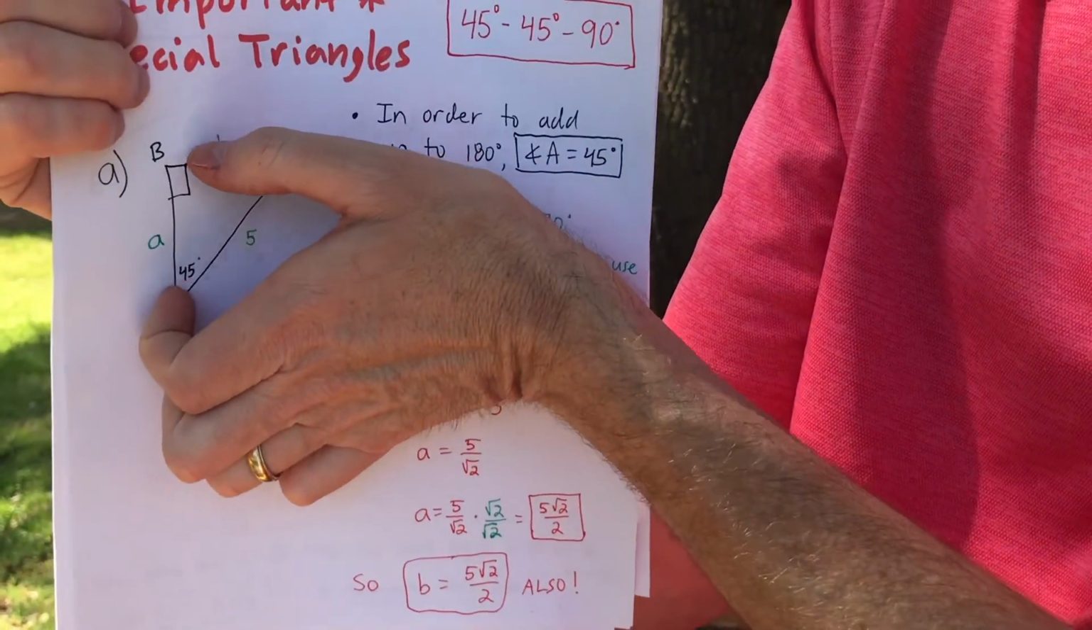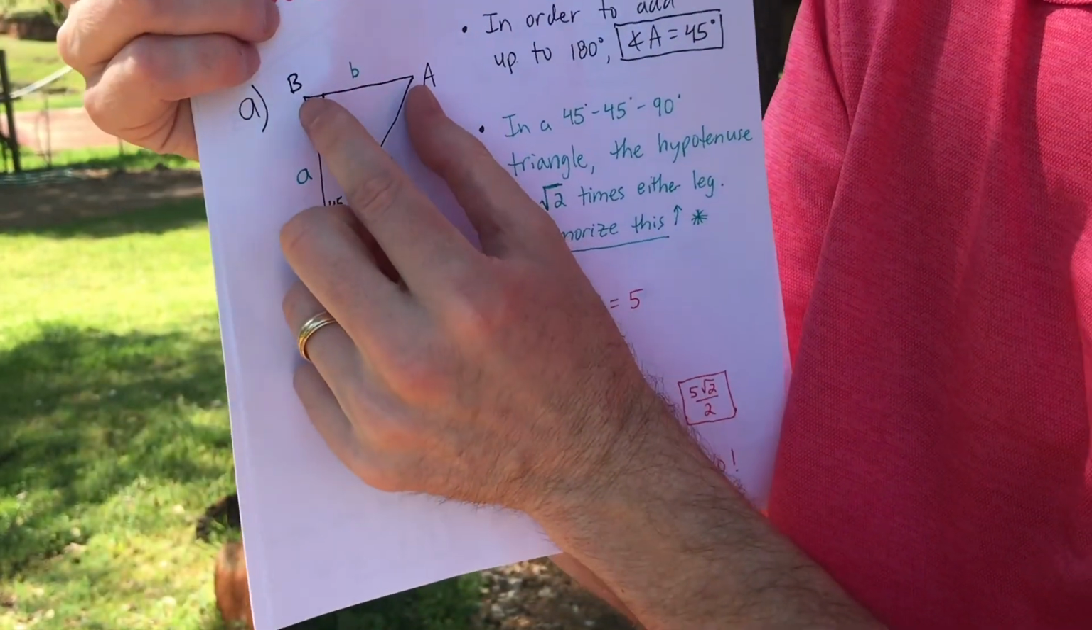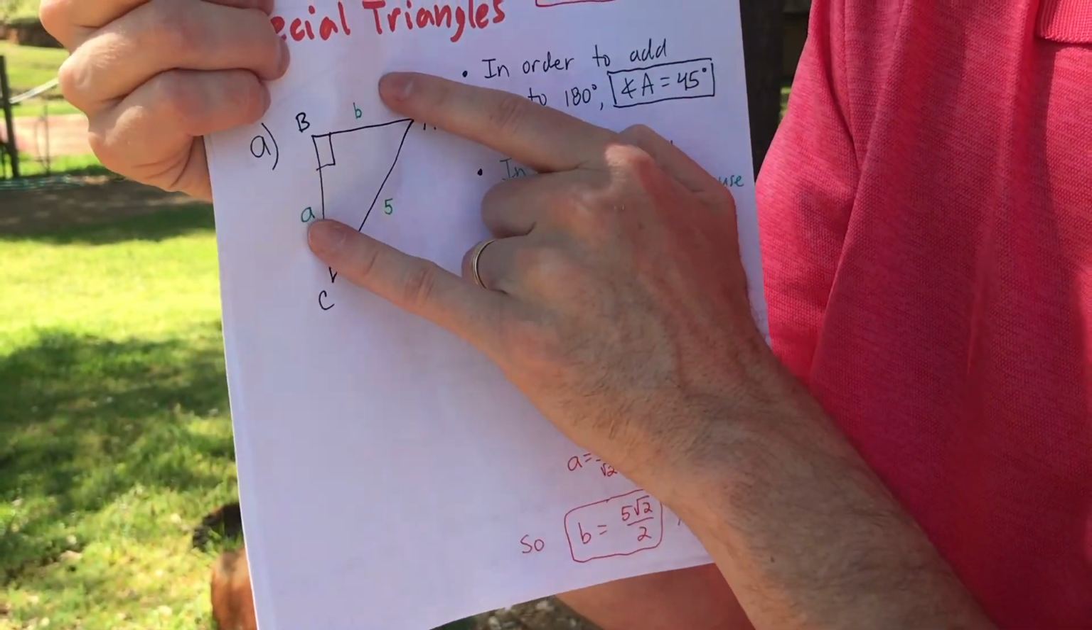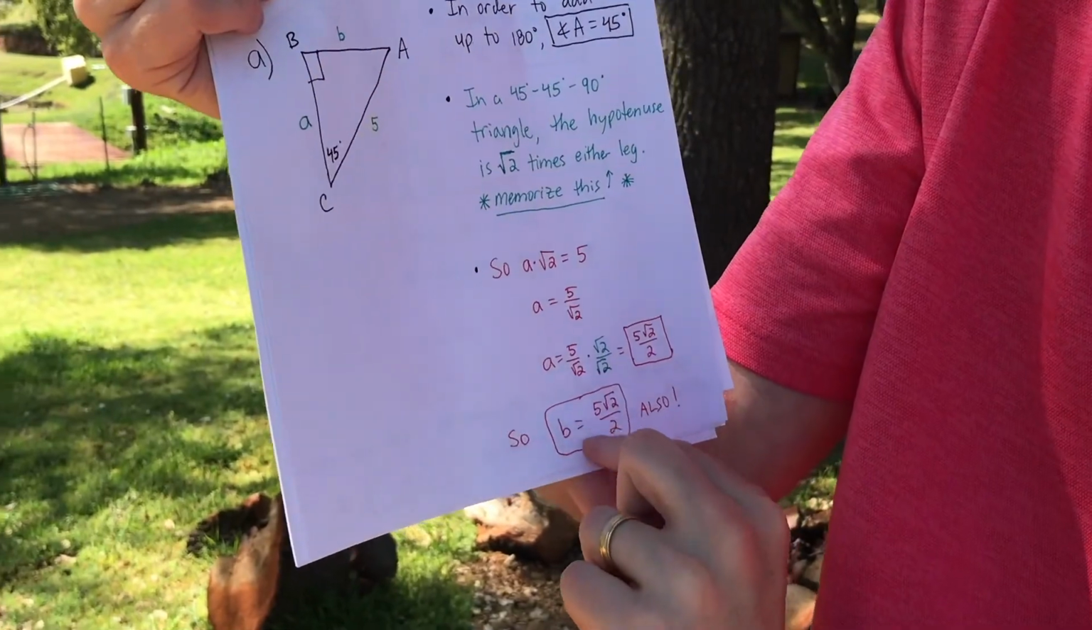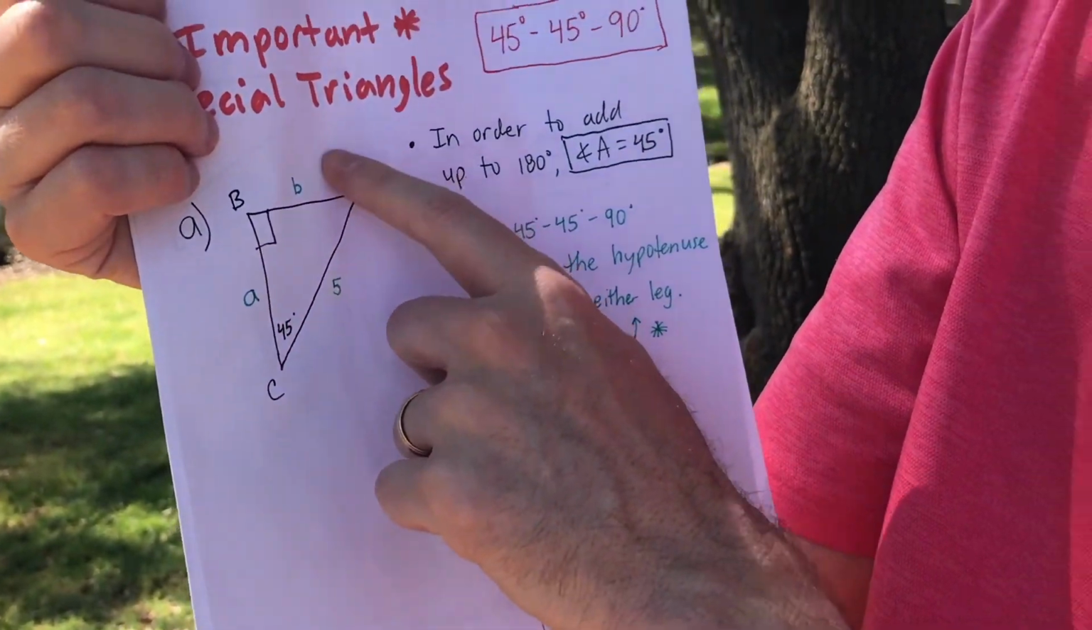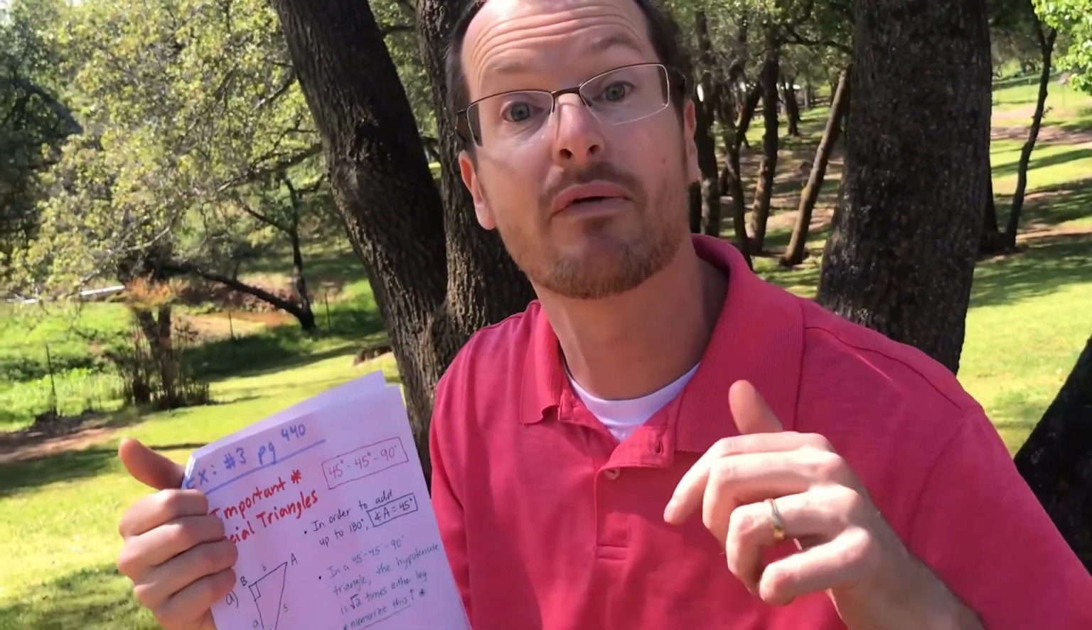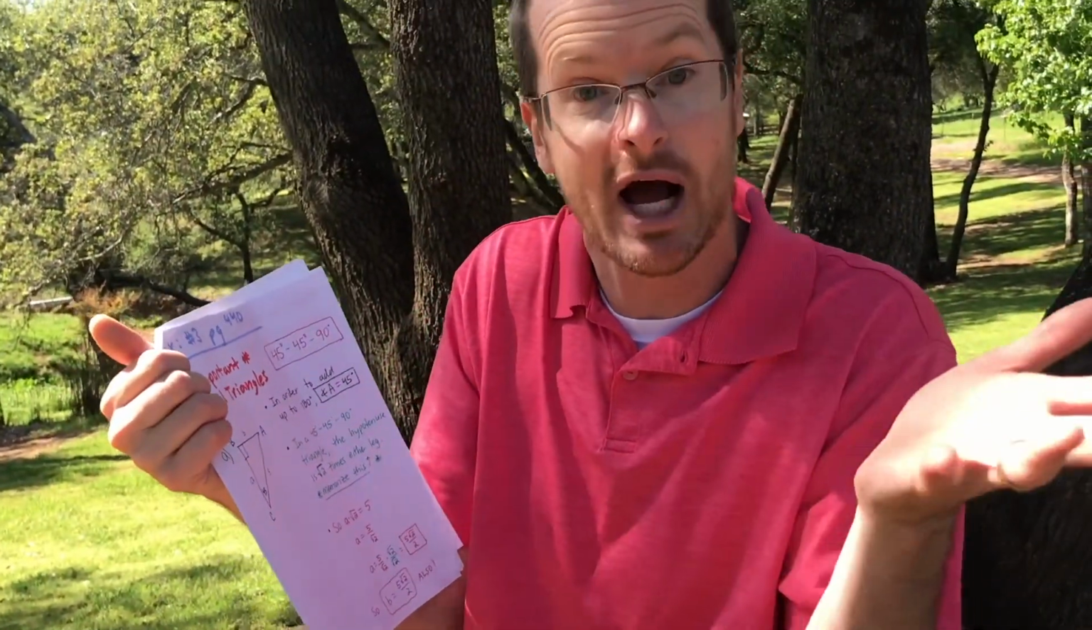And if that side is 5 root 2 over 2, then that side has to be 5 root 2 over 2, because those are the same in a 45-45-90 triangle, so we know our B value also. That means I know A and B, and I also know my angles. I've solved the triangle. I got A, B, and all my sides and my angles.